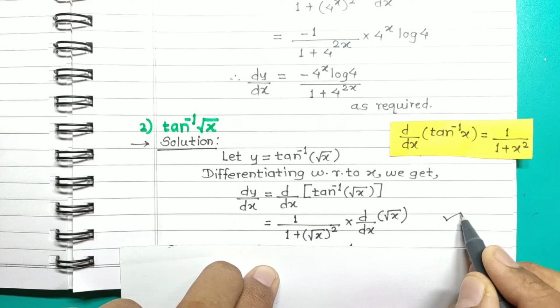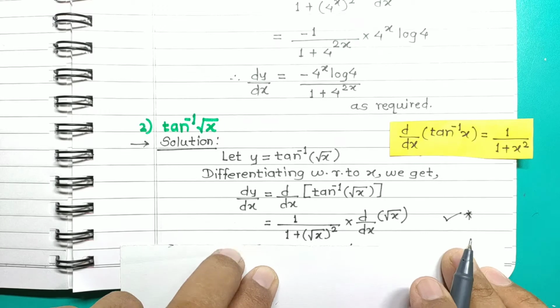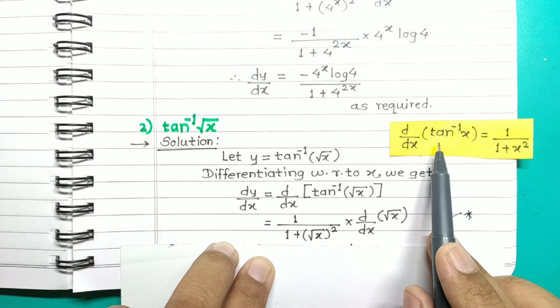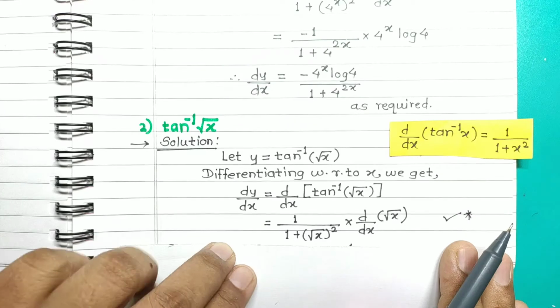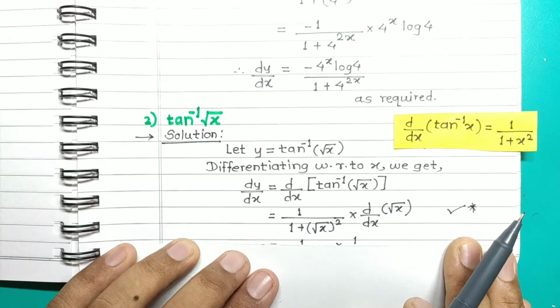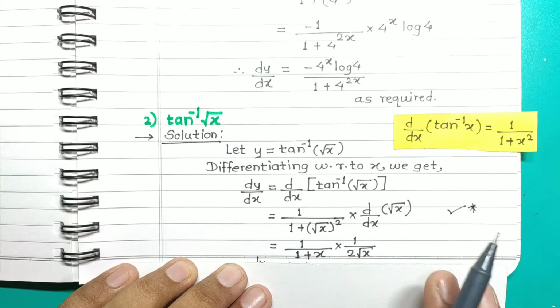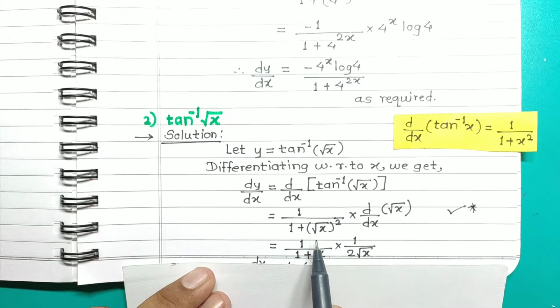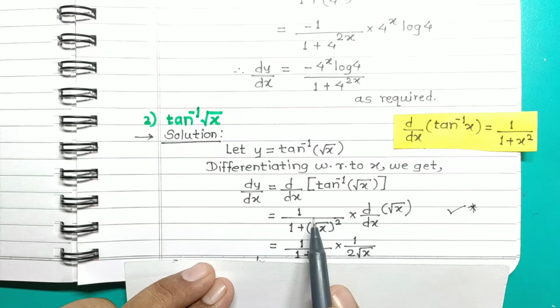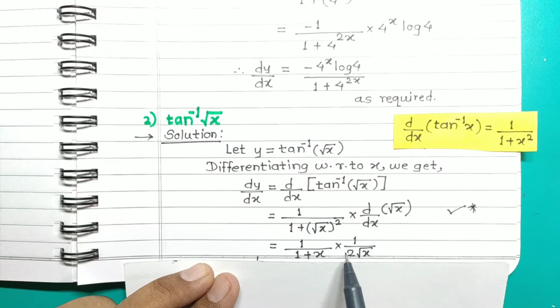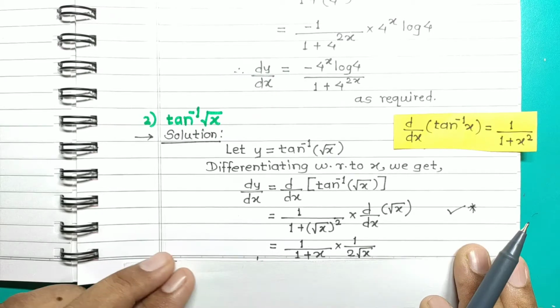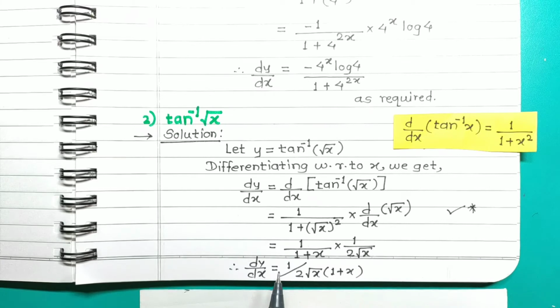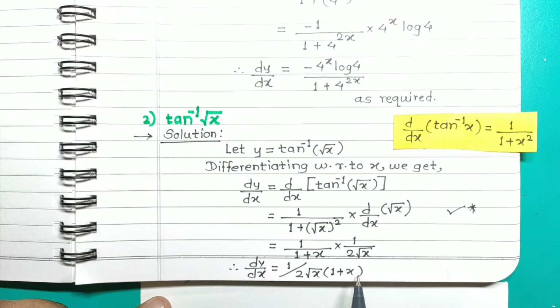See here we have applied chain rule. Note this properly, and we used the derivative for tan inverse of x. So to the next step, simplify and evaluate this derivative. We have 1 upon 1 plus root x square, which is x. So this term is 1 upon 1 plus x into the derivative of root x, which is 1 upon 2 root x. Rearranging the terms, finally we have dy by dx is equal to 1 upon 2 root x into 1 plus x. So this is the required derivative.